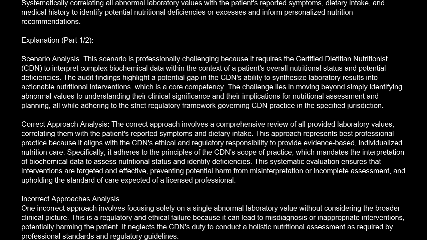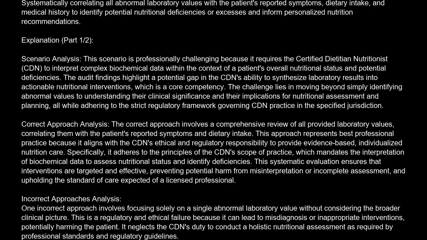Explanation. Scenario analysis. This scenario is professionally challenging because it requires the certified dietitian nutritionist, CDN, to interpret complex biochemical data within the context of a patient's overall nutritional status and potential deficiencies. The audit findings highlight a potential gap in the CDN's ability to synthesize laboratory results into actionable nutritional interventions, which is a core competency. The challenge lies in moving beyond simply identifying abnormal values to understanding their clinical significance and their implications for nutritional assessment and planning, all while adhering to the strict regulatory framework governing CDN practice in the specified jurisdiction.